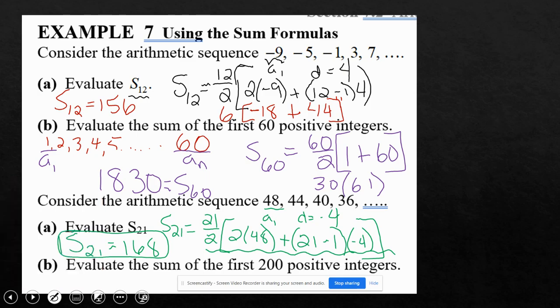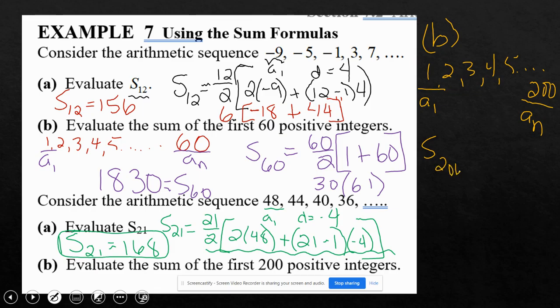For part B, the sum of the first 200 positive integers. So that means 1, 2, 3, 4, 5, all the way till 200. Integers are just numbers, and they're positive, meaning we don't want to use -1, -2, -3, -4, -5. We know then that our first term is 1, and our last term is 200. We also know that we have 200 terms. So we can use that very first formula.